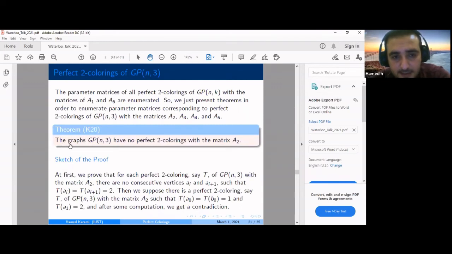This theorem says that the graphs GP(n,3) have no perfect two-colorings with the matrix A2. Here is the sketch of the proof. At first, we proved that for each perfect two-coloring of GP(n,3) with the matrix A2, there are no consecutive vertices vi and vi+1 such that they are the same color, they are black, actually. Then we suppose that there is a perfect two-coloring and we get a contradiction.